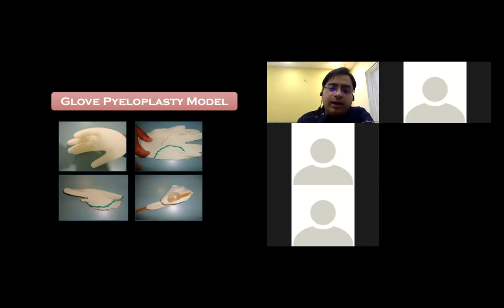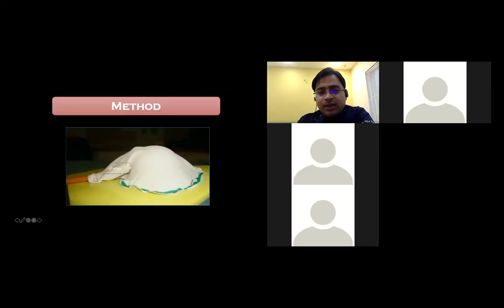Now, one dry lab exercise that simulates a surgery is a glove pyeloplasty model. So what you do is inflate a glove. The thumb and the base of the thumb is cut like this. And then a Foley's catheter is introduced from the tip of the thumb, which is cut, and the Foley's balloon is inflated. So this is how it looks. It looks like a pelvic-ureteric junction obstruction.